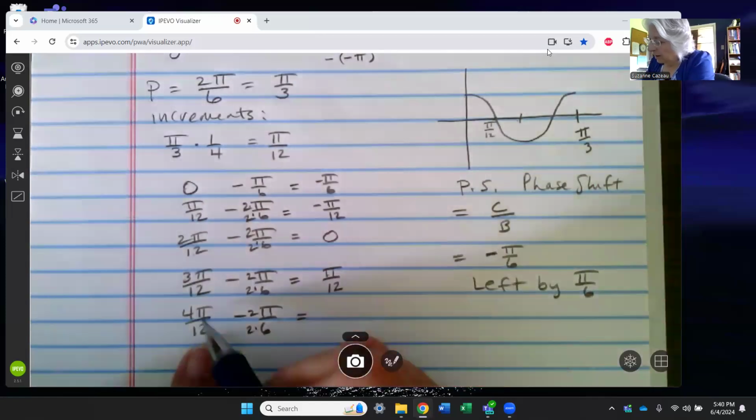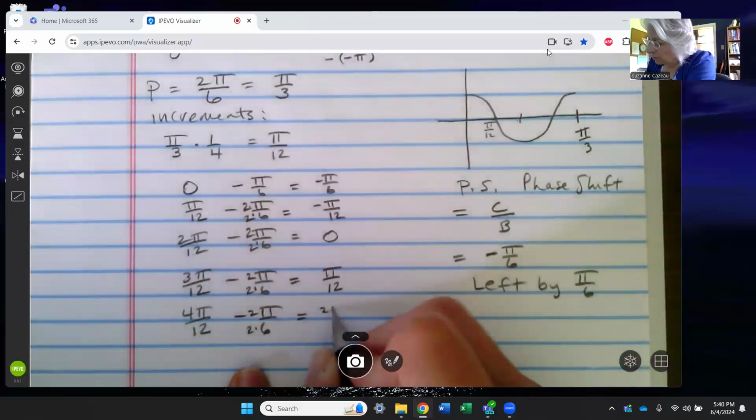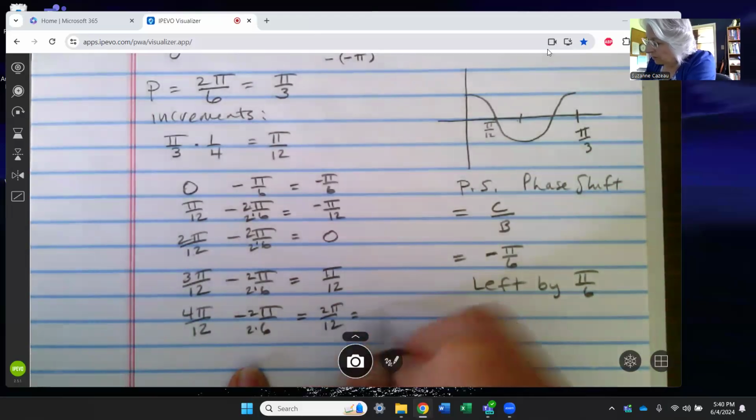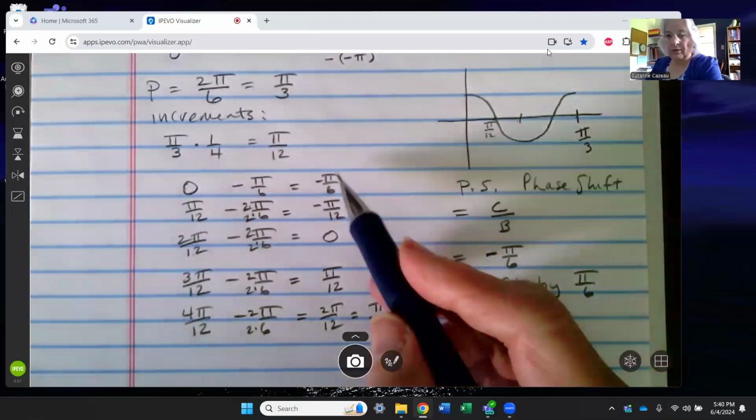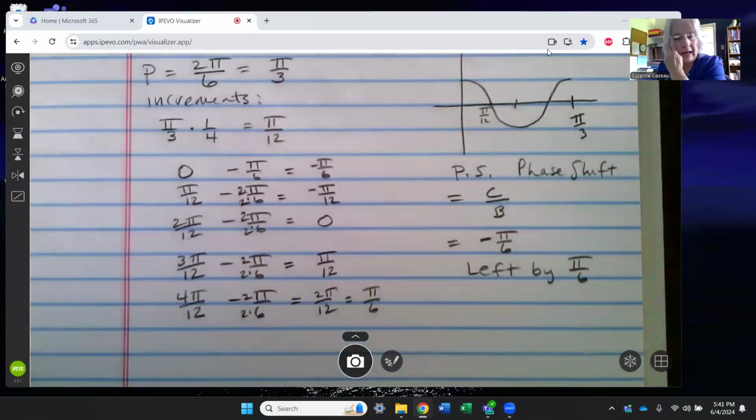And then what do we got? 4 minus 2 is 2. So 2 pi over 12, which reduces to pi over 6. Okay, so these are my x coordinates now after we've shifted. So, we've shrunk it down to pi over 3, and then we shifted it to the left. And these are my new x's.